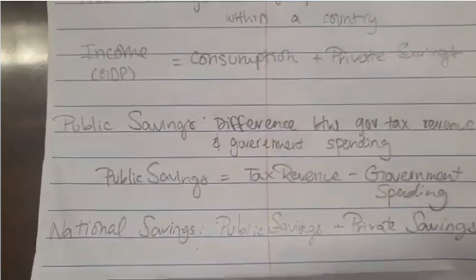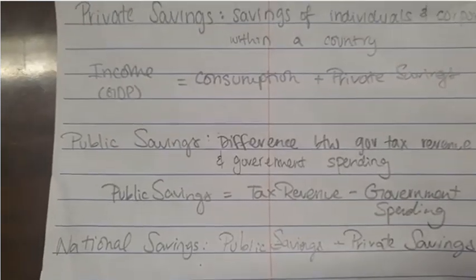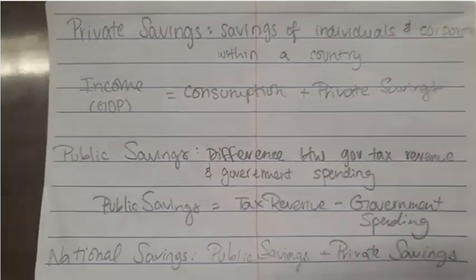National savings is the public savings plus the private savings. So that's just all the savings combined together in a country, and that's what you get.